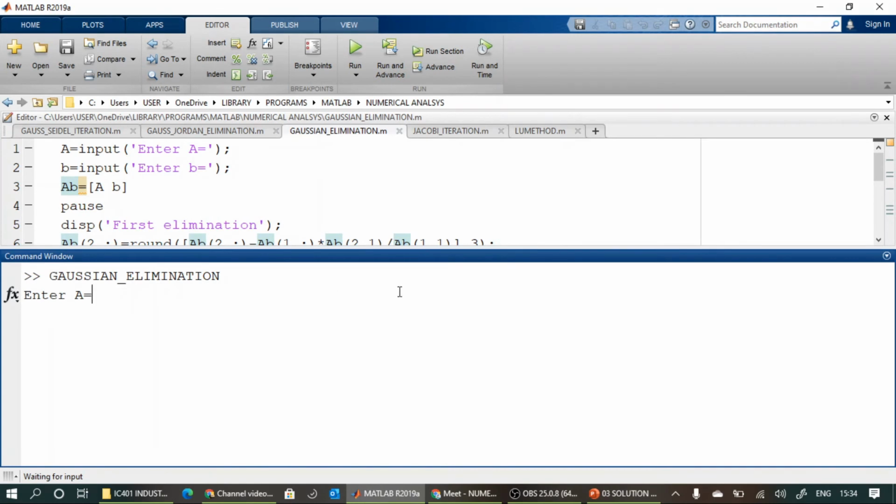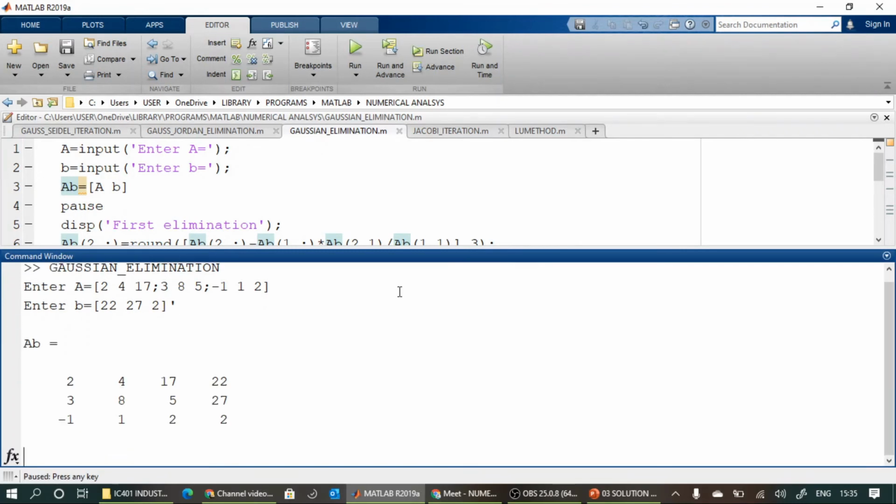So A is 2, 4, then capital R. I told you R is the register number. Here I am using 17, then 3, 8, 5, then minus 1, 1, 2. So this is A. Now B is 22, 27, 2. This one is a row vector, but the given one is a column vector, so we need a transpose also. So this one is our augmented matrix.